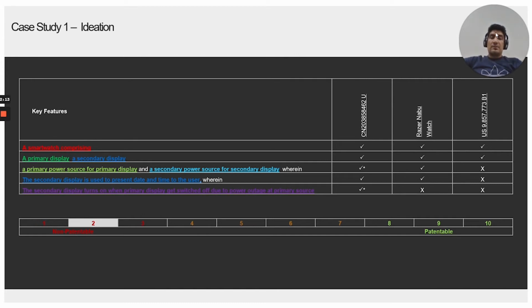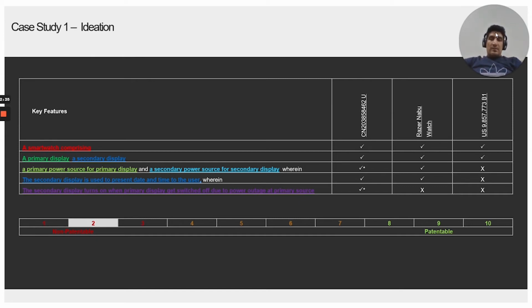So therefore, some person came with a thought: why not use a secondary power source for a secondary display, just like a normal watch? So when I can't use a smartwatch, at least I can use a watch. So it has an industrial applicability. But at the same time, he thought of a design which I've just written here, and I divided those components in front of you.